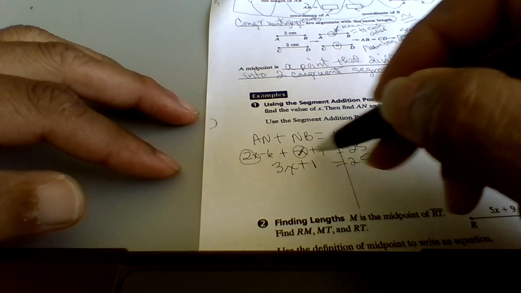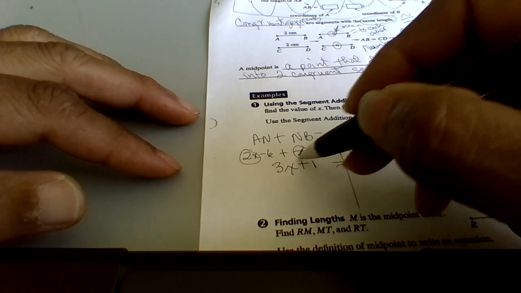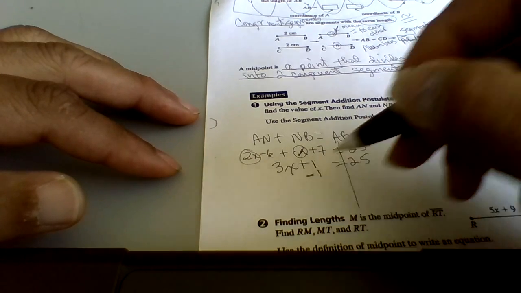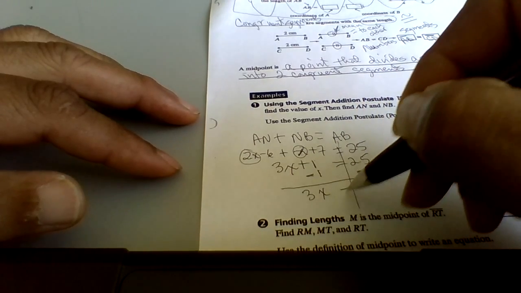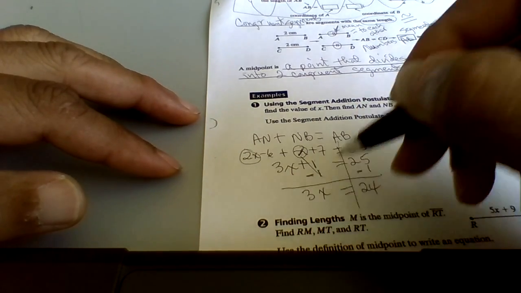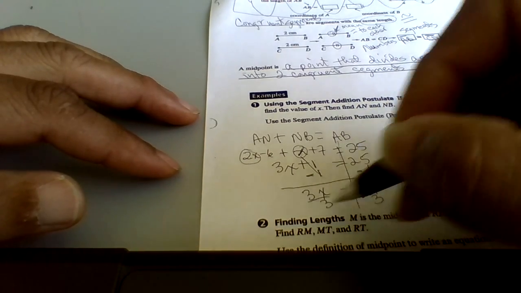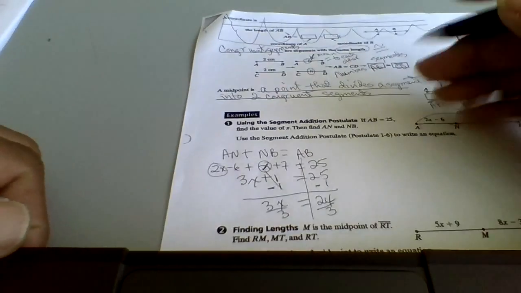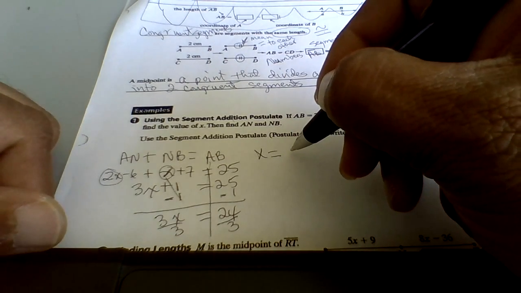Solving this equation, you always do the opposite to get rid of stuff. So I'm going to get rid of the plus 1 first, so I'm going to subtract 1 from both sides. And so then that'll give me 3x is equal to 24, because this is gone. And so then divide both sides by 3 because it says multiply. So then x is equal to 8.